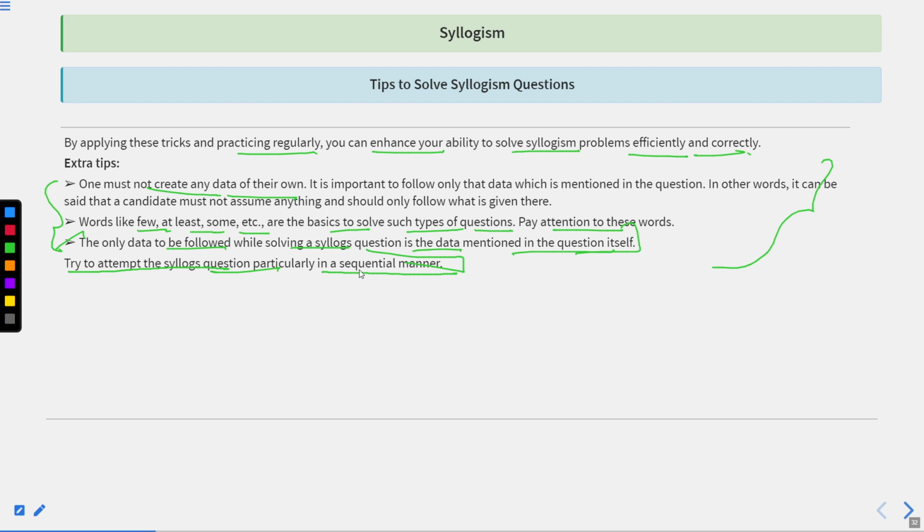So the easier questions tend to come to mind earlier, and even in your reference books, the easier questions will be mentioned first. Once you are able to solve those questions, you will gain confidence. And once you have gained that confidence, you will be able to solve even the difficult questions by applying a little bit more mind. That is why it becomes very important to solve the questions in a sequential manner when it comes to syllogism.